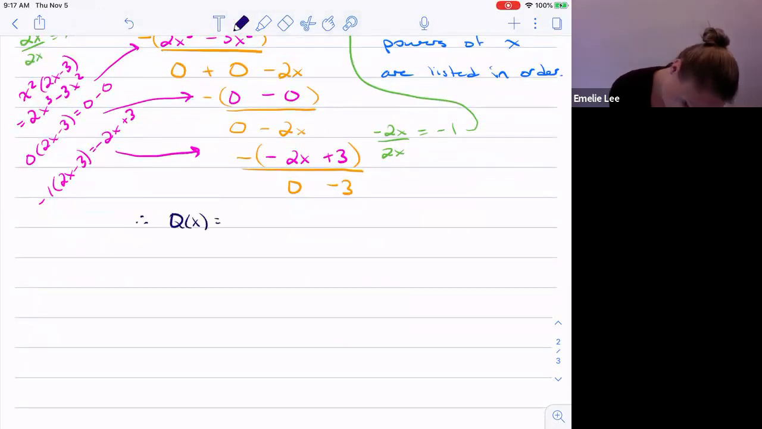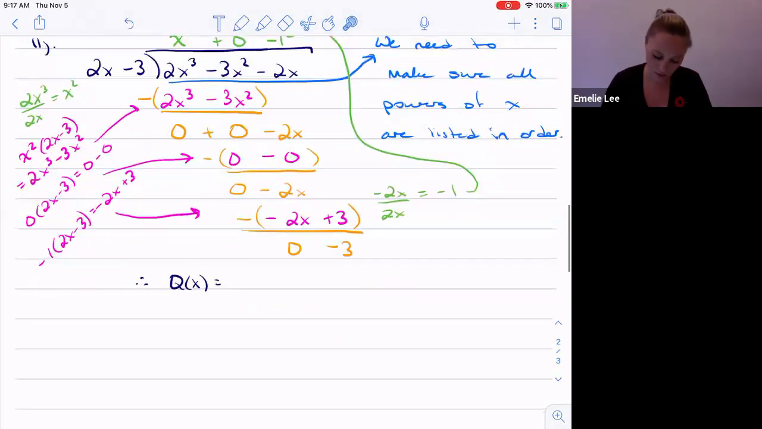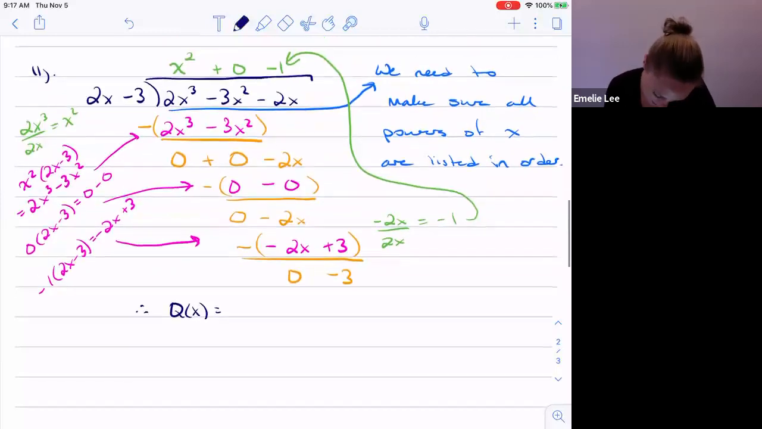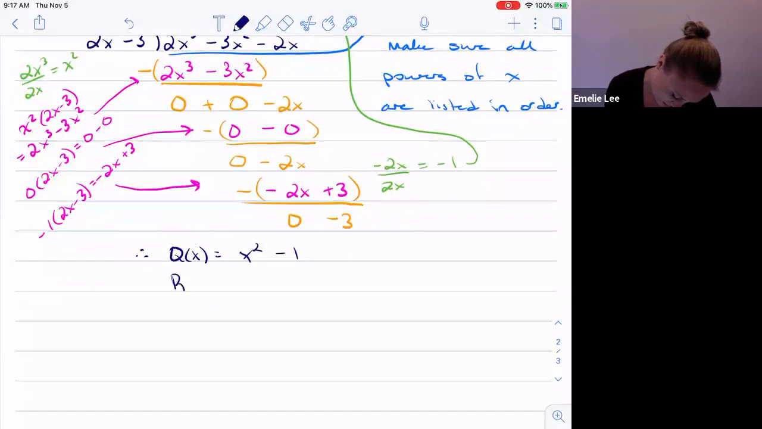therefore, q of x, because now we're done, right? There's no more x's that we can, once we've finished with the highest power of x in the leading coefficient, or in the, sorry, the divisor, then we're done, right? So this is the remainder, this is the quotient. So q of x is x squared minus 1, and r of x is -3.